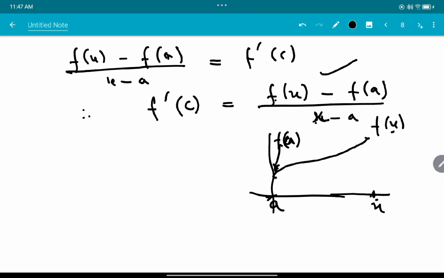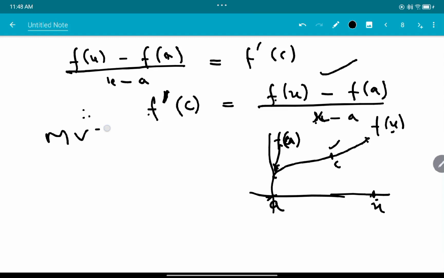And this theorem tells us that for this average rate of change, there is a point between these two where this average rate of change will be equal to the actual rate of change, f dash c. After all, what is f dash c? It is dfc by dx, that means df(x) by dx evaluated at c. So suppose this is the point c. At this point, the average rate of change and the actual rate of change will be the same. This is called the mean value theorem.